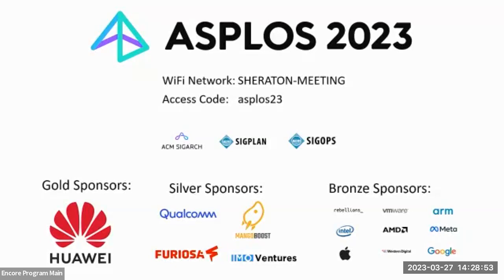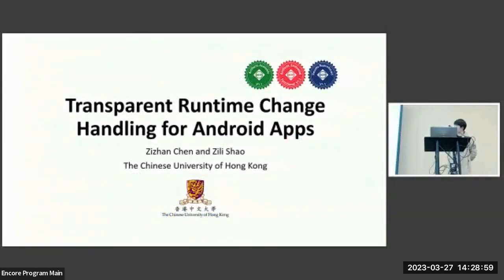Zizhan Chen received his BE degree in the School of Computer Science and Technology from Xi'an Jiaotong University in China in June 2019. He's currently pursuing a PhD at CUHK, the Chinese University of Hong Kong. His main interests include embedded software and systems, mobile systems, and operating systems. And I'll be talking about transparent runtime change handling for Android applications.